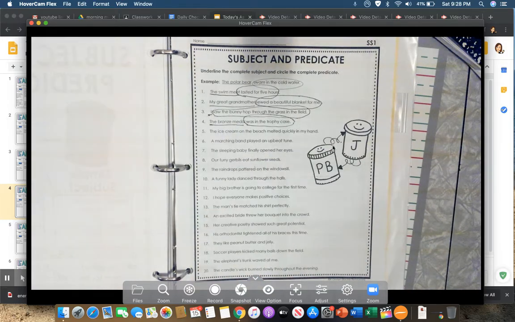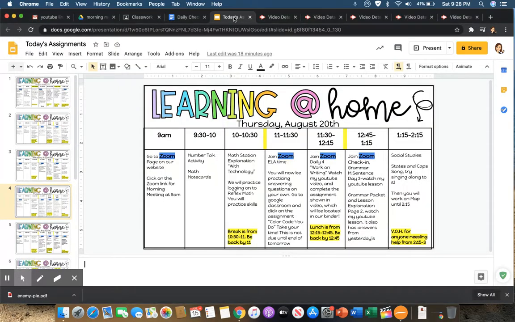I want you to finish this page and then stop. And that's all you're doing at this time of our day. So let's go back to our assignments here. So you are working on this until 12:15.